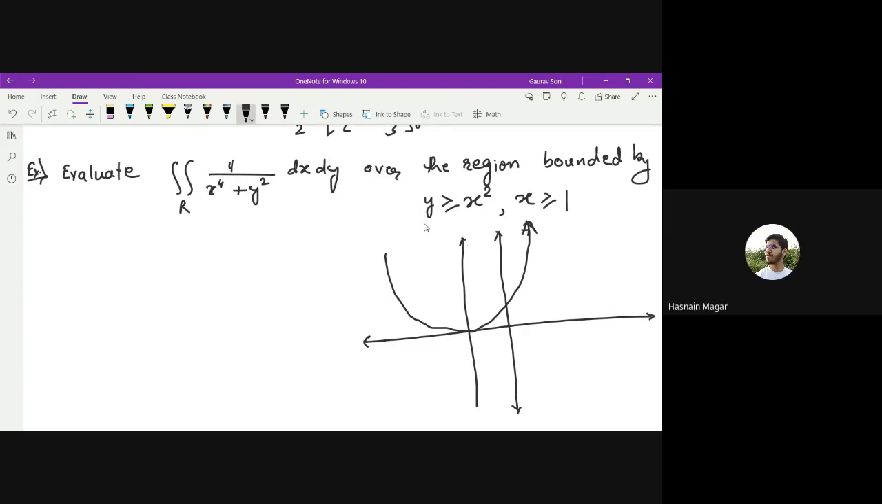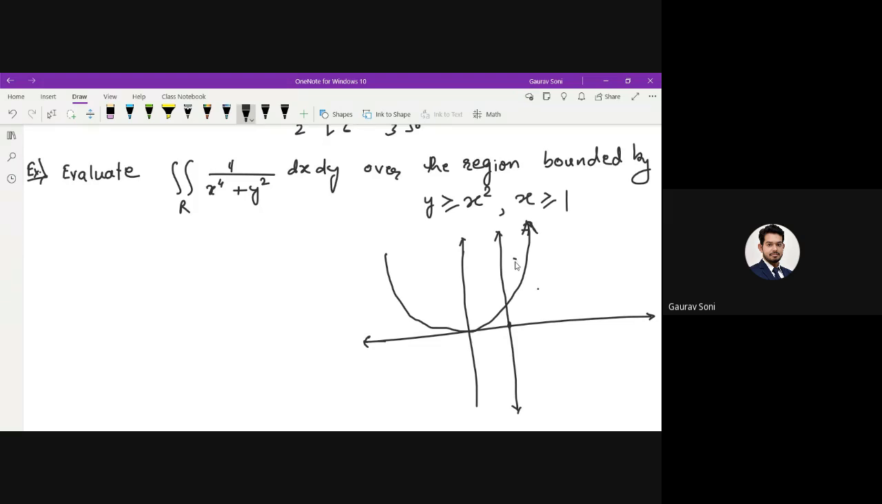Right side of the line x equal to 1. Above or below the parabola? Above the parabola.